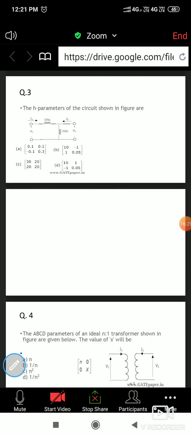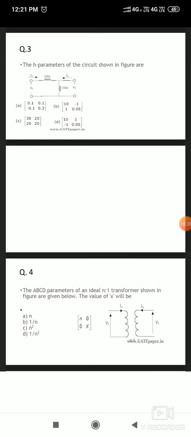Okay. Now next, if you are observing, carefully read what the question is. What is the question here? The H parameters of the circuit you have to find out. Indirectly you have to find out all H parameters, or the answers are given in the form of H matrix. So H parameters you need to find out. Okay. Now the circuit is very easy. Only 2 resistors are connected.